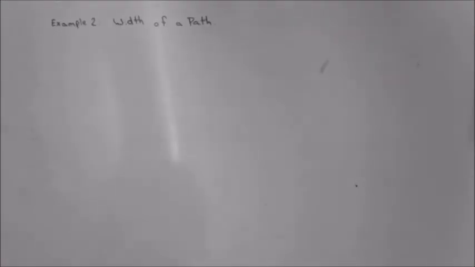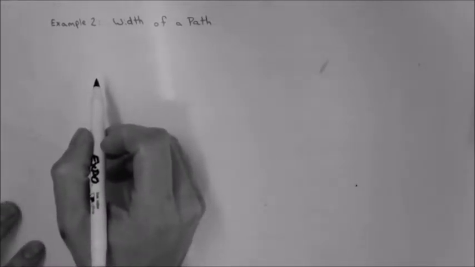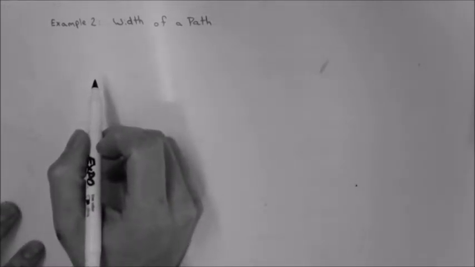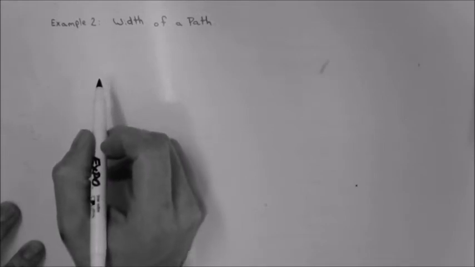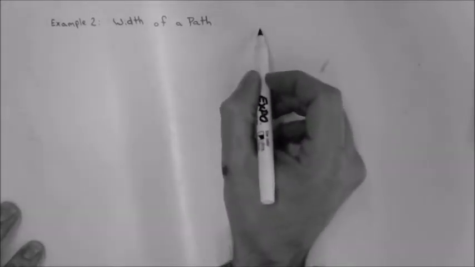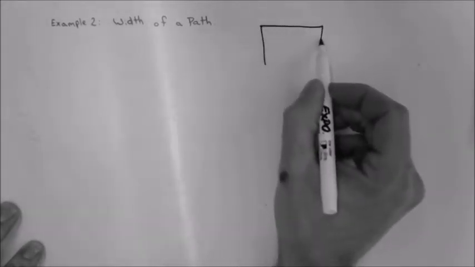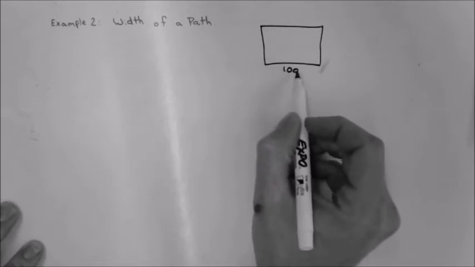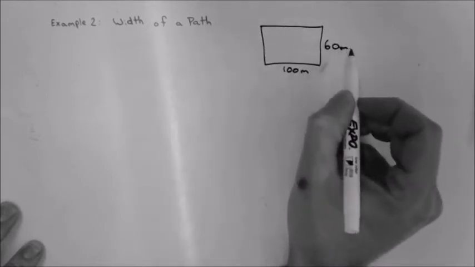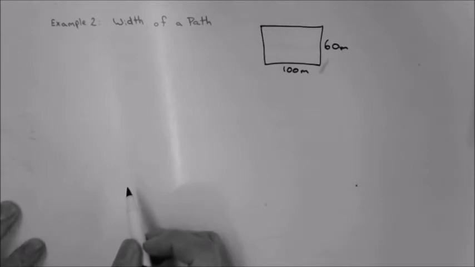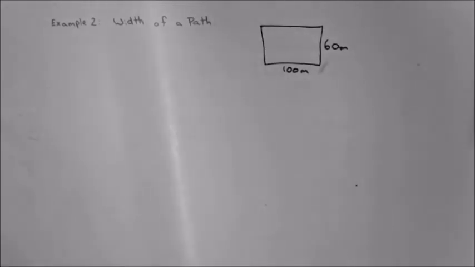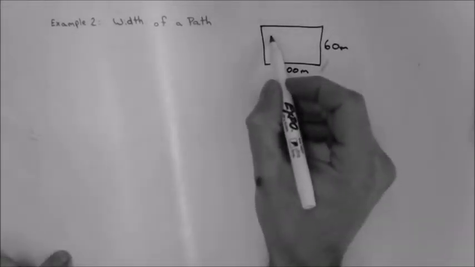In example 2, we have a park and a path being paved around the outside of the park. So we have a rectangular park measuring 100 meters by 60 meters. And the first thing I'm going to do while I'm reading through it is just draw what they're telling me. So I've got 100 meters by 60 meters. And a path of constant width, so it's not varying in its width, is going to be paved around the perimeter.